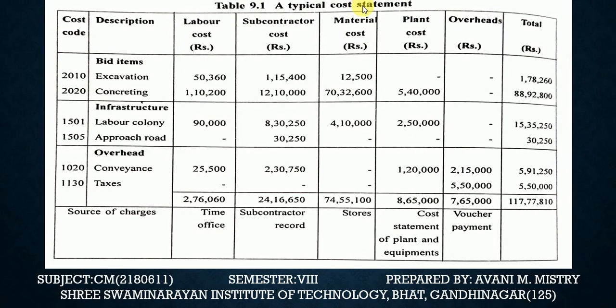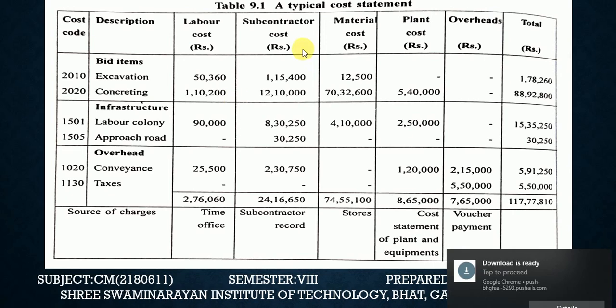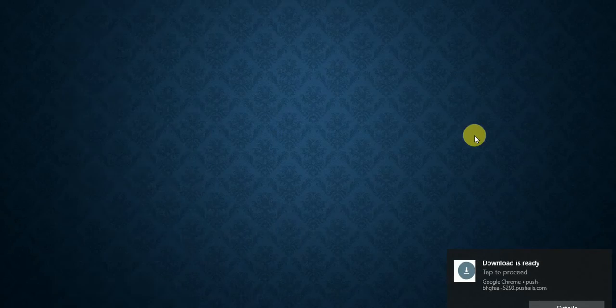तो फॉर एग्जांपल टिपिकल कॉस्ट स्टेटमेंट यहाँ पे दिया हुआ है, आप देख सकते हो. कॉस्ट कोड कौन सा है, 2010 2020. तो उसमें एक्सकेवेशन, दैन कॉन्क्रीटिंग, उसका लेबर कॉस्ट इतना है, कॉन्क्रीटिंग कॉस्ट इतना है, सब कॉन्ट्रैक्टर कॉस्ट इतना है. तो यानी अलग अलग पर्टिकुलर आइटम के लिए कॉस्ट कोड अलग अलग होता है, उसका यूज करके हमें टोटल कॉस्ट ऑफ द प्रोजेक्ट फाइंड आउट करना होता है.